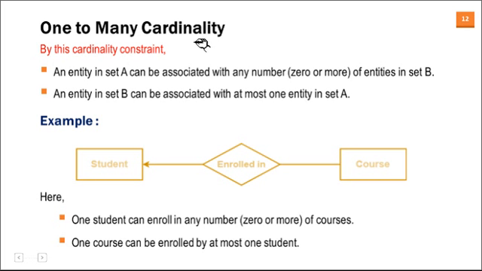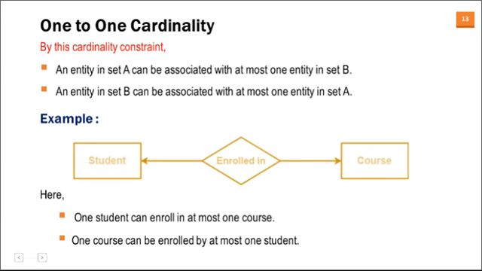Next is one-to-many cardinality. What does one-to-many cardinality show? It shows one student can enroll in any number of courses. It means one student can enroll for 0, 1, 2 or 3 courses. But each course should have at most one student, not more than one student. This is represented by one-to-many cardinality.